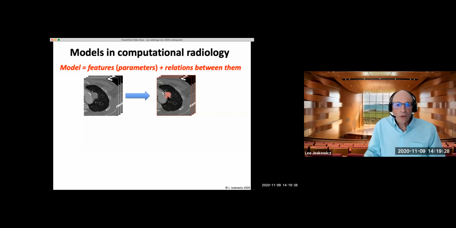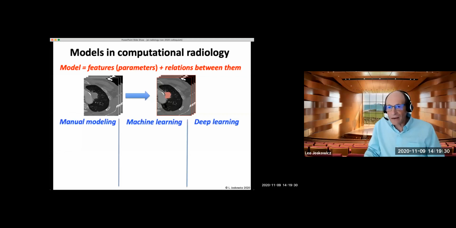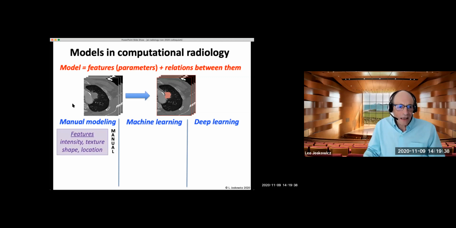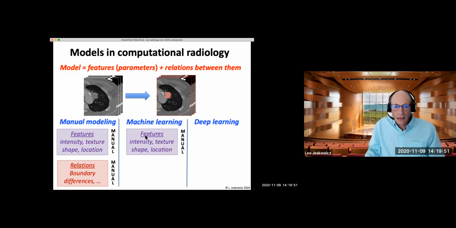So to do this classification, you basically have three approaches nowadays. You do manual modeling, what we used to do a long time ago, which basically you manually set the features such as the intensity, texture, shape, and location of the tumor, and then manually construct the relationship between them, the boundaries, the differences, and so on.